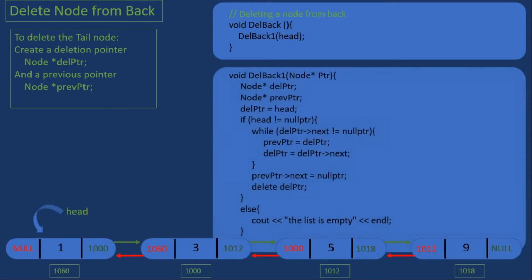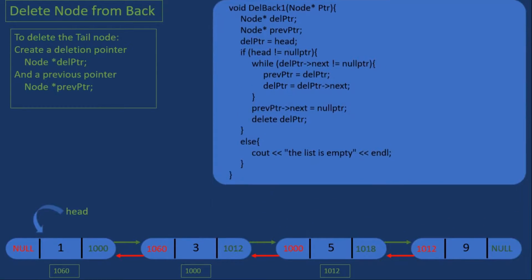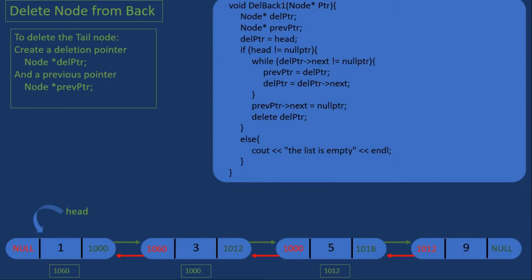Let's look at del back1. This function is also a void function and it takes in a node pointer, and ptr is also pointing at the head node since the head node pointer was passed in as an argument to the second function.